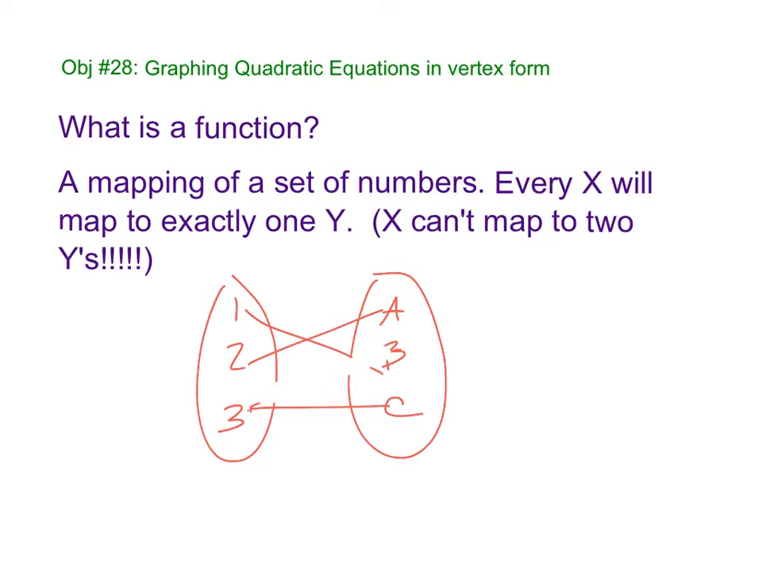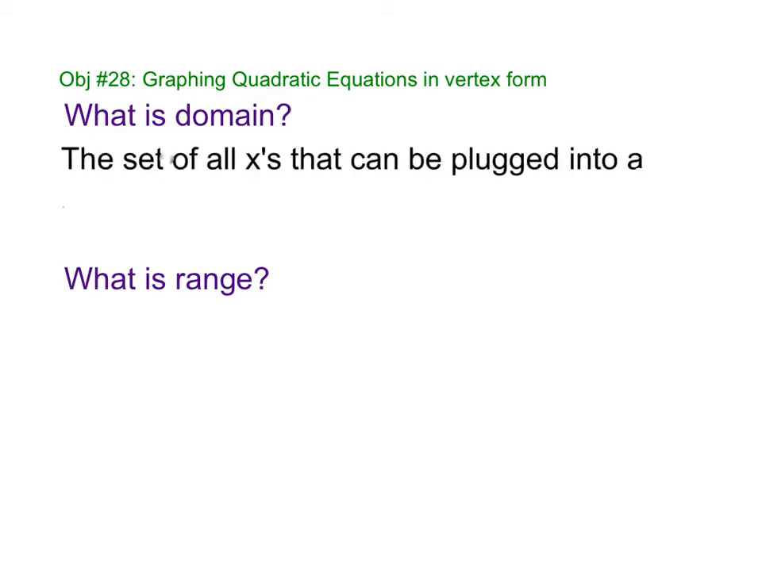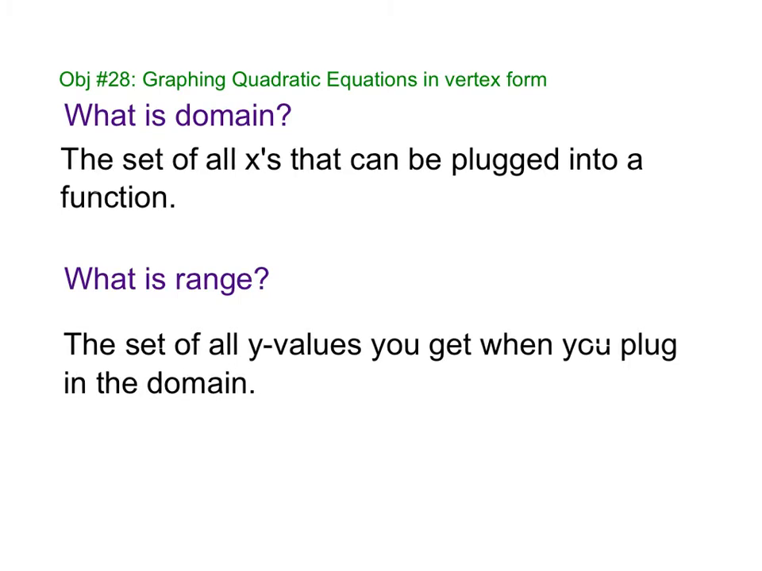Okay? So you're only allowed to map the 3 to one thing. All right, and those two circles are called the domain and the range, right? So the domain is the set of all x's. So when we talk about functions with equations, it's everything you can plug in. Right? The range is everything you get out. So for example, if I have y equals x plus 3, the domain, I can plug anything in I want, right? So it's all real numbers.